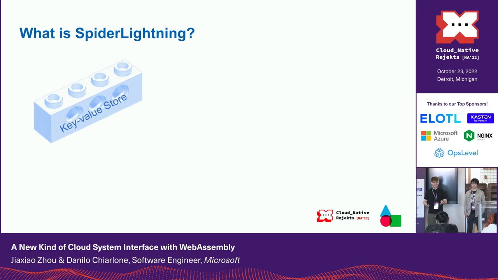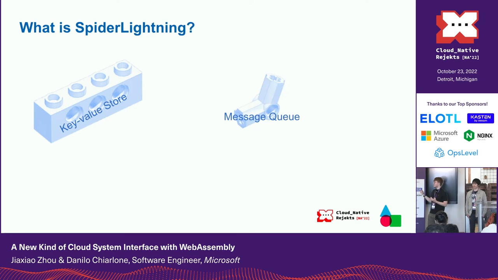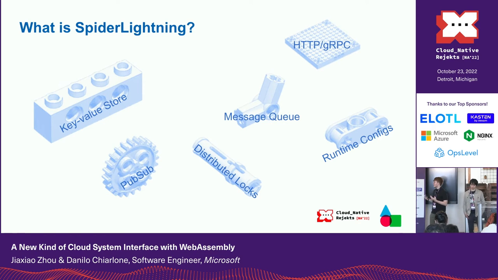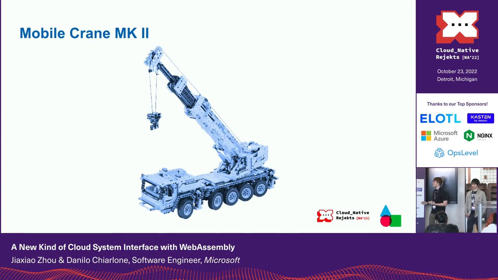Okay, what is SpiderLightning, right? We're talking about all this. One way that we like to think about SpiderLightning is as a collection of Lego pieces. So we have several interfaces, i.e. the Lego pieces, that all come together. So you have a key value store Lego piece. You have a message queue Lego piece. You have a pub sub Lego piece. HTTP, gRPC, distributed locks, runtime configs. And you put that all together to build, of course, a mobile crane MK2, which is analogous to your application, or whatever it is that person A built.